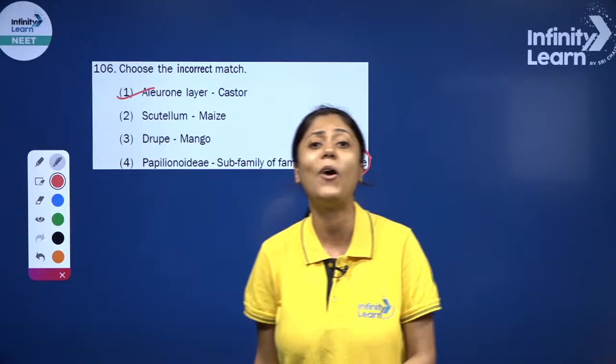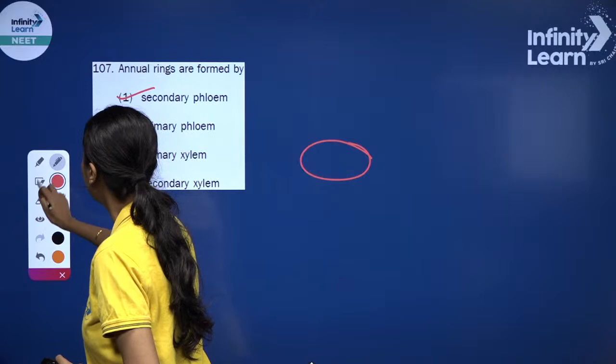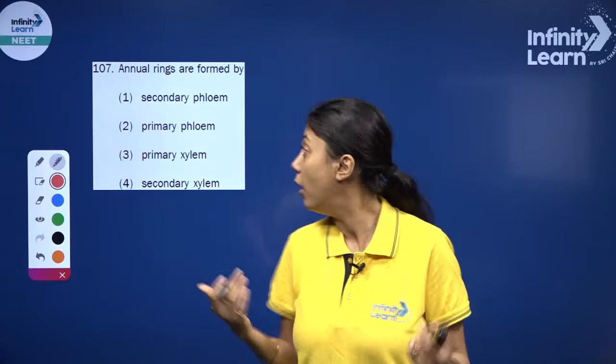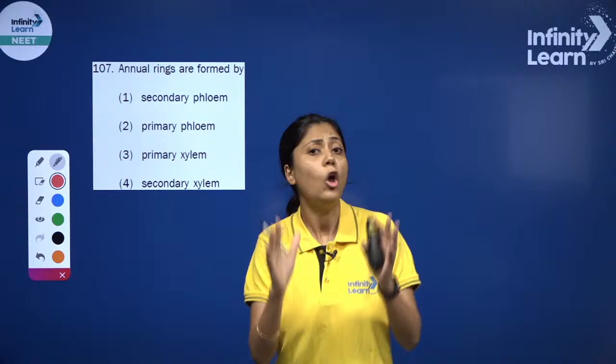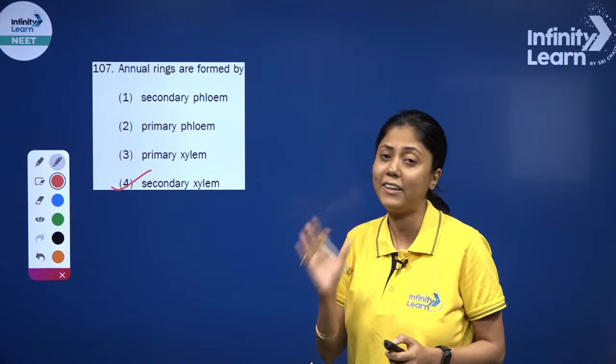Moving ahead to the next question. Annual rings are formed by? Annual rings are formed by? Which one? It is formed in the wood, correct? And what exactly is the wood? Wood is the secondary xylem. So simple, the answer would be secondary xylem. I think you don't have any doubts here. Moving ahead to the next question.